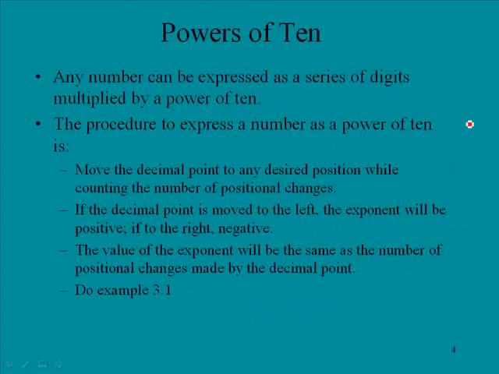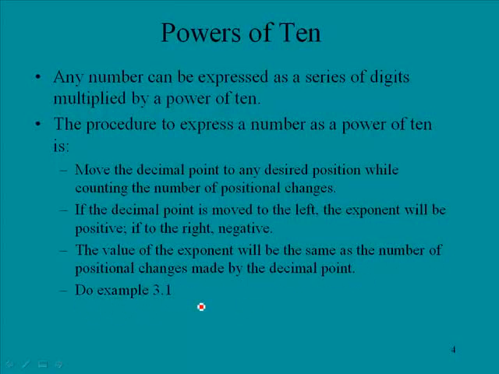Any number can be expressed as a series of digits multiplied by a power of 10. The procedure to express a number as a power of 10 is these three steps here. Move the decimal point to any desired position while counting the number of positional changes. If the decimal point is moved to the left, the exponent will be positive. If to the right, the exponent will be negative. The value of the exponent will be the same as the number of positional changes made by the decimal point.